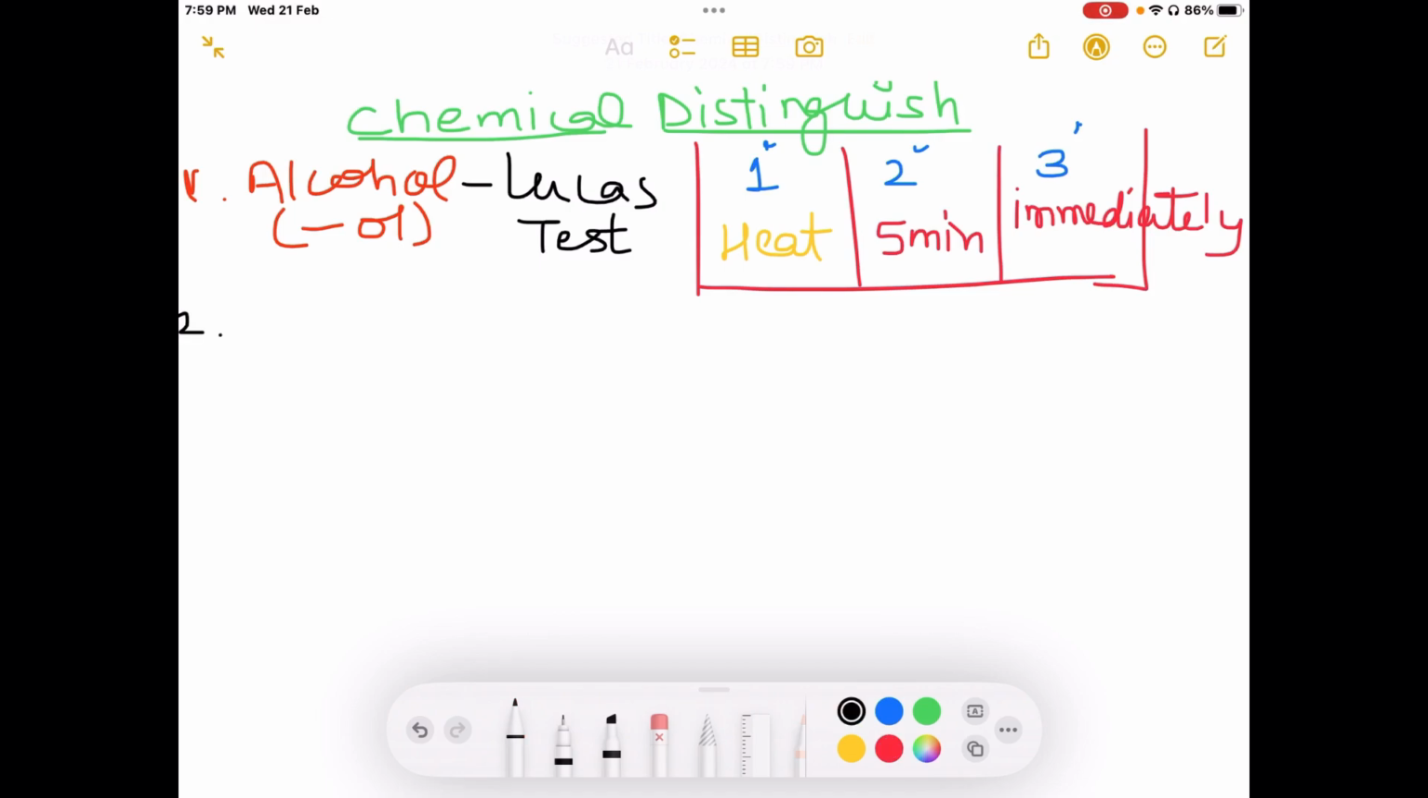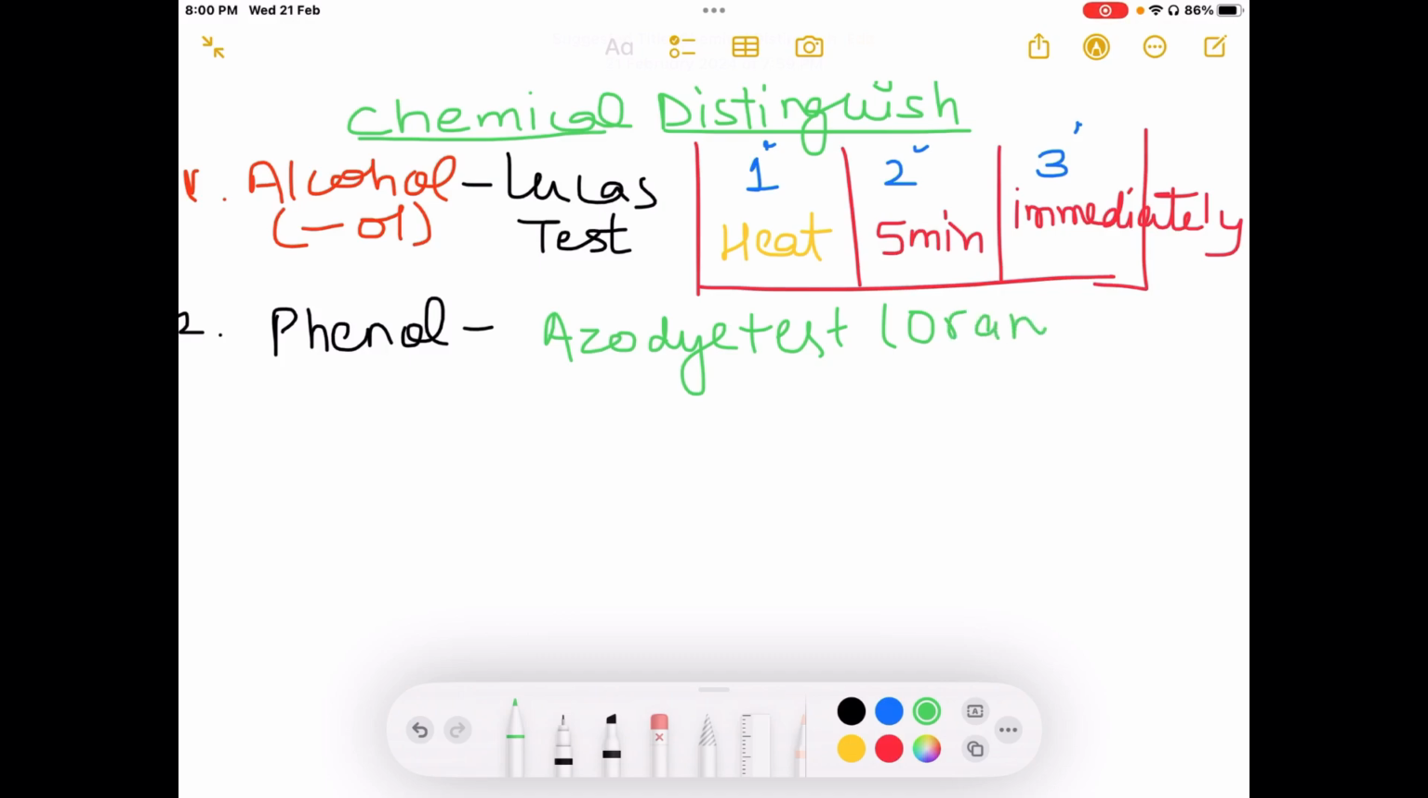Next is phenol. For phenol, we perform the azo-dye test. Orange dye will be obtained. Or a bromine water test. In this case, a white precipitate.